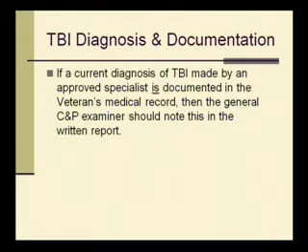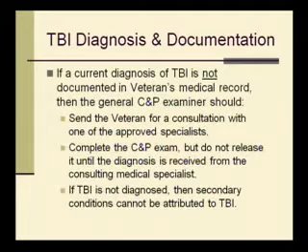If the general C&P examiner finds that diagnosis in the veteran's medical records, it should be noted in the written exam report. If there is no current formal diagnosis of traumatic brain injury, the general C&P examiner should complete the C&P exam for TBI and send the veteran for a consultation to one of the 4 medical specialists approved to do C&P exams for TBI.